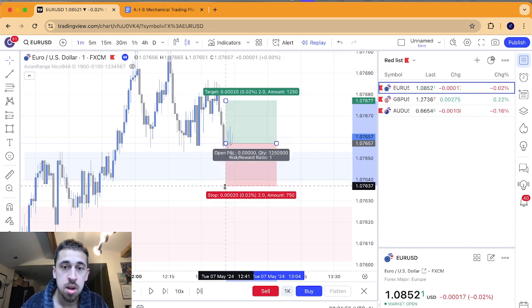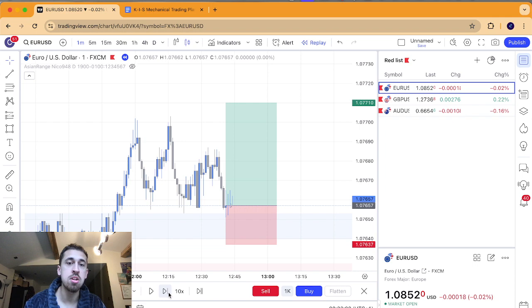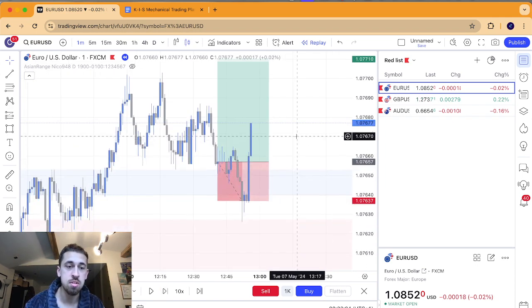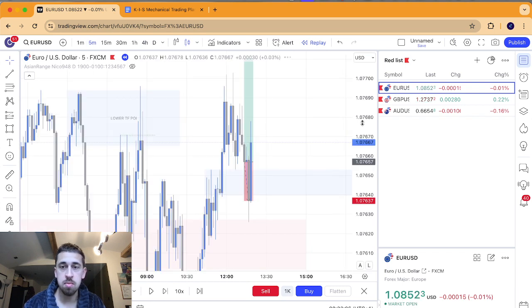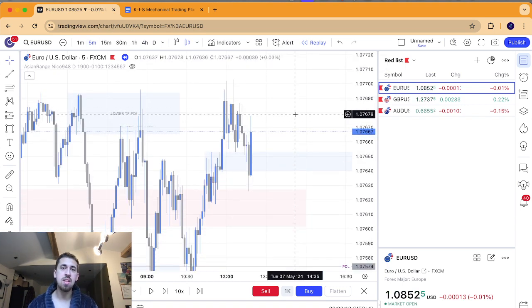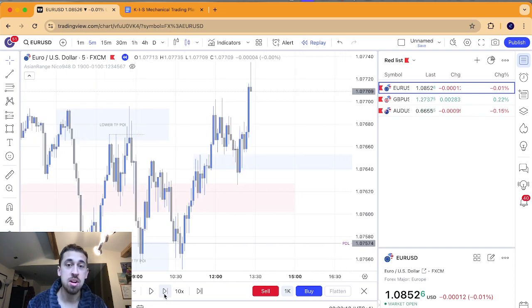2 pip stop. I actually don't know if this is going to run. I know the direction that we were aiming for, but I don't know if this is going to run. Okay, so that didn't run. Okay, maybe. Oh man, I'm ruining this because I'm rushing it. But basically, my point is just trading the 5-minute market structure.